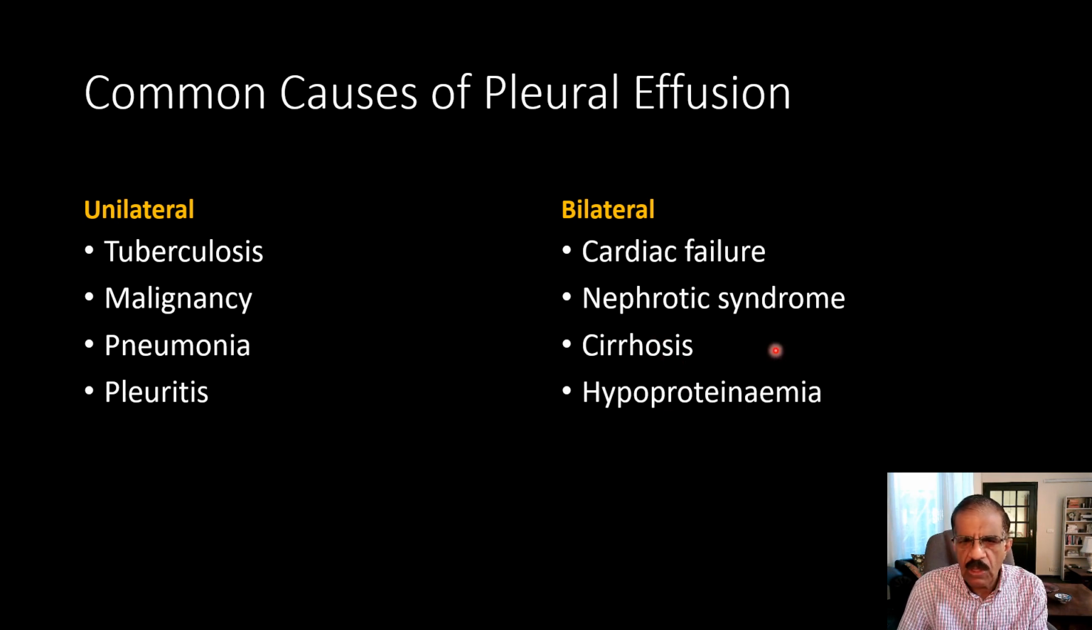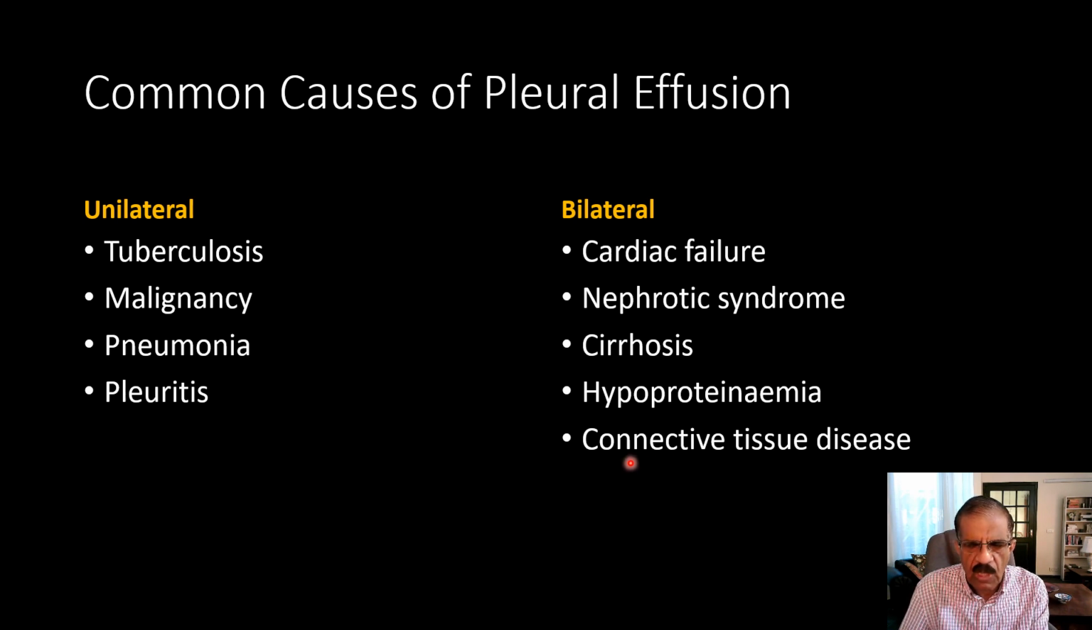All these conditions, because of reduced osmotic pressure, fluid tends to leak out of the blood vessels, so it tends to accumulate in all serosal spaces like pleura and abdomen. So I think that is another cause of bilateral pleural effusion. Connective tissue disease, again, like SLE, systemic lupus erythematosus, can cause unilateral or bilateral pleural effusion.